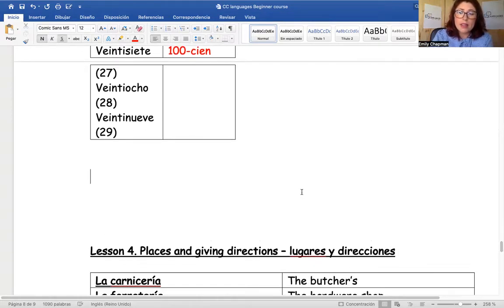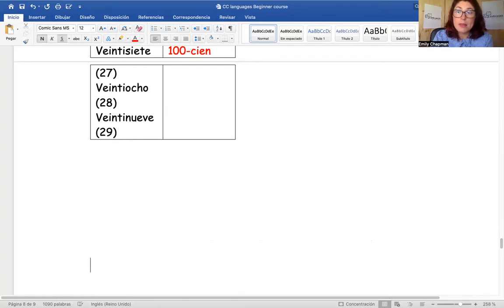Let's have a little look. Sneak peek of the next lesson below. Let's have a little look at phone numbers. How would I read my phone number in Spanish? So I'm going to put a random Spanish mobile phone number.